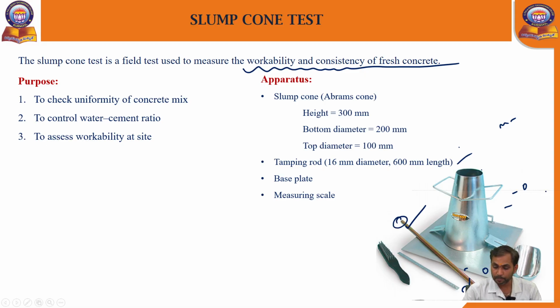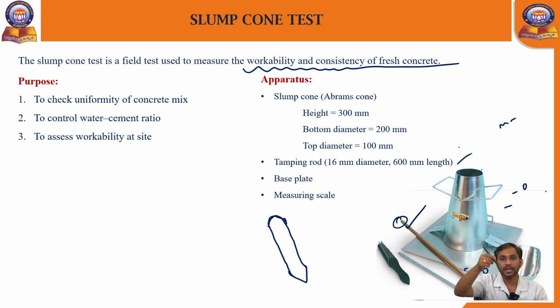This is a tamping rod. It will be provided like this. At one side it has a sharp edge, like our pen or pencil, and on the other side a small curved shape. With the sharp edge we have to do the compacting process. For each layer we have to provide 25 blows, because it reduces the air voids in the concrete in this cone. Next, the base plate.